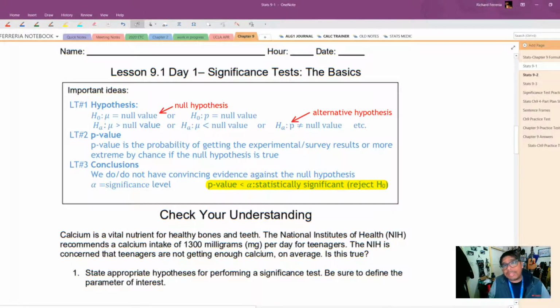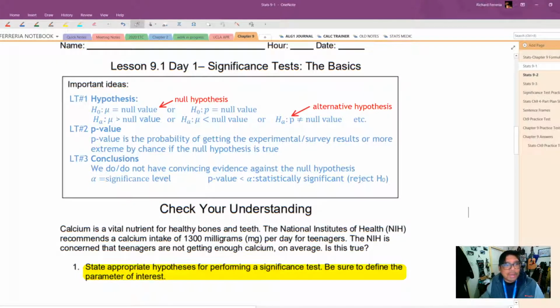If the p-value is less than alpha, then we say that the results are statistically significant. We talked about that already. And if they're statistically significant, that means we have evidence against the null hypothesis. And if we have evidence against the null hypothesis, we reject the null hypothesis. So when we do our experiments, what we're hoping for is that we get a p-value that's less than alpha, because that means that we can reject the null hypothesis and conclude that the alternative hypothesis must be true.